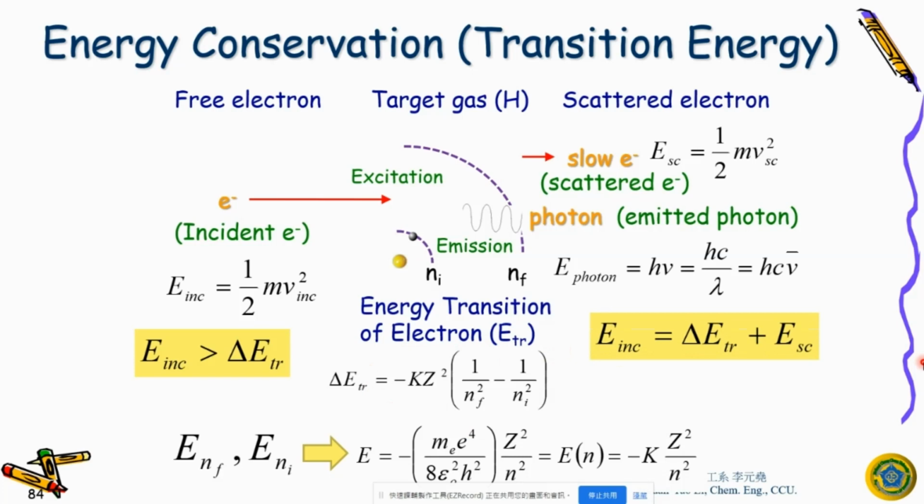Okay, so according to energy conservation, the incident energy will equal the transition energy plus the scattered energy. And the transition energy will also be equal to the photon energy. No problem, right? Okay.